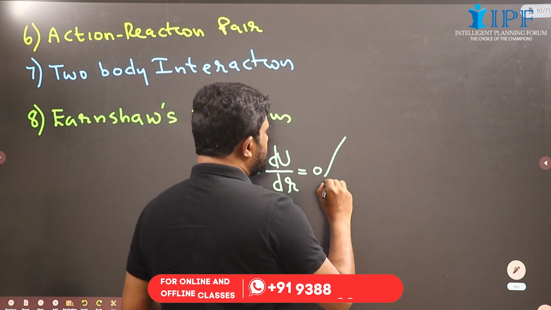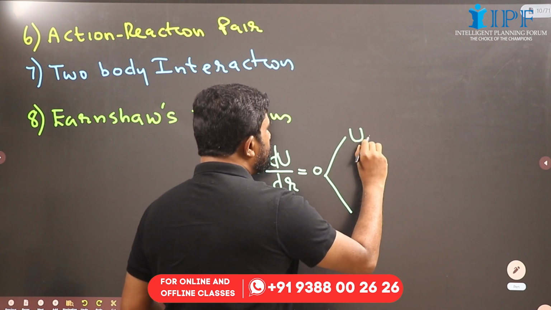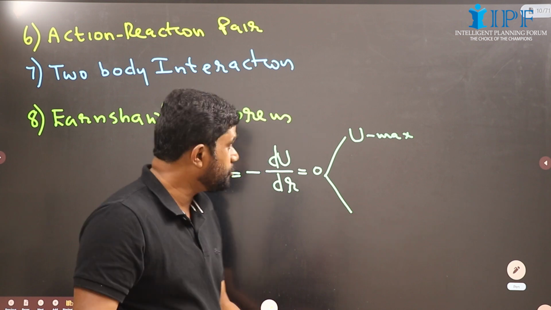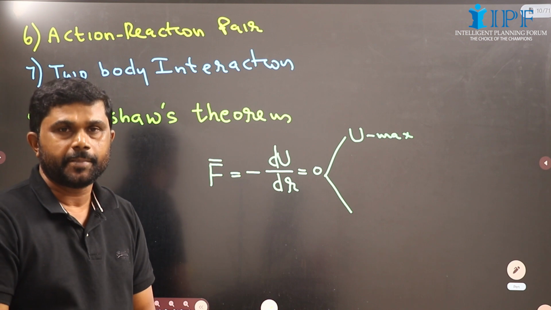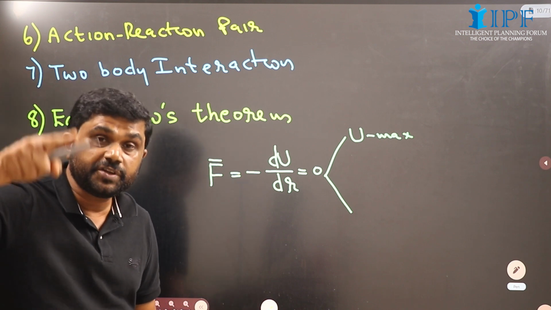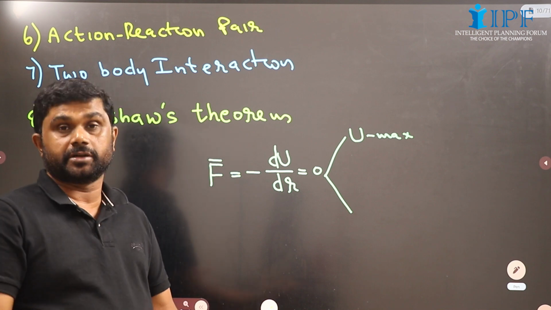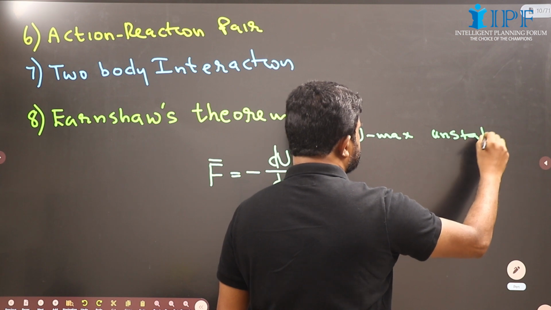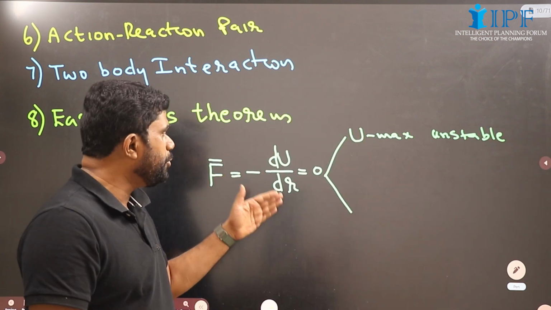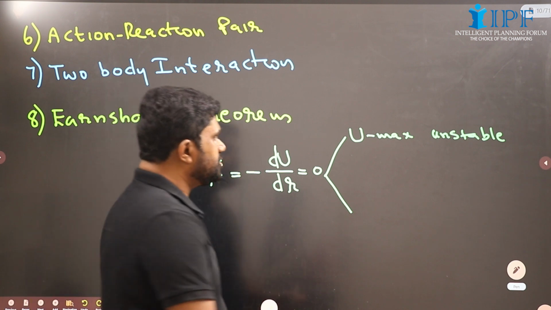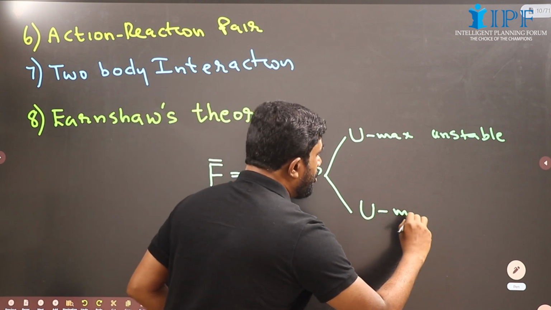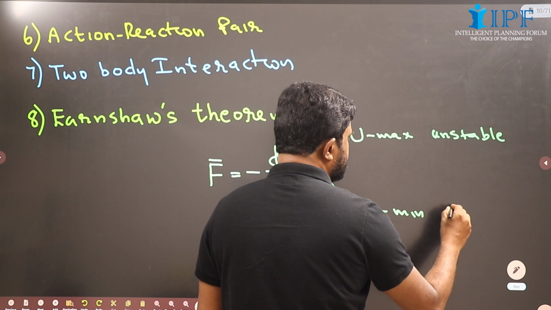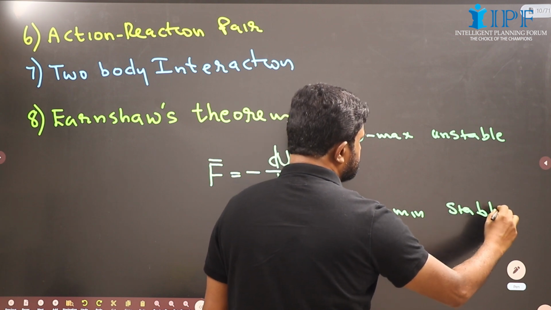Differential zero can mean that when U is maximum, its differential is zero. So dU by dr is 0, force is 0, and the body is in equilibrium, but the potential energy is maximum. If the potential energy is maximum, the equilibrium must be unstable. Now, dU by dr can also be zero when the potential energy is minimum. Then also it is in equilibrium, and that equilibrium is stable.